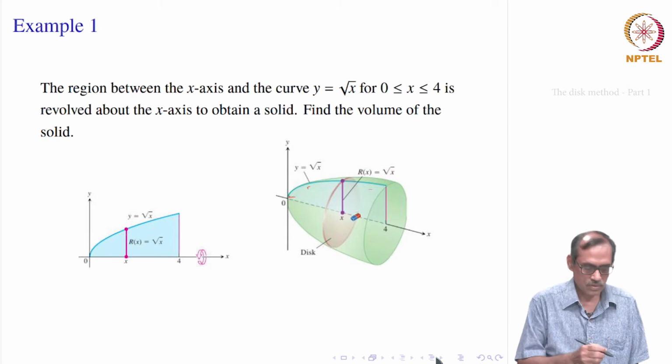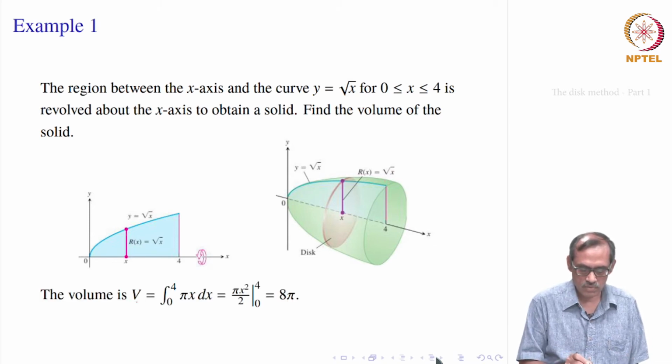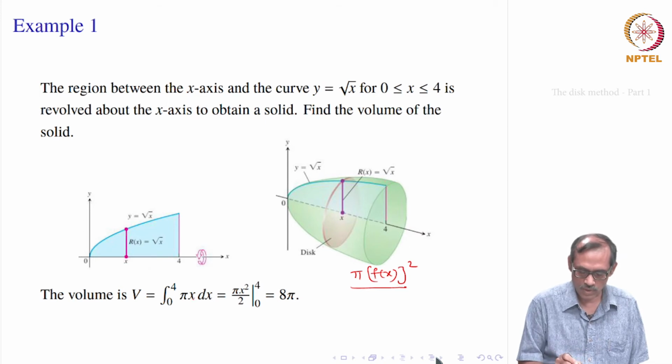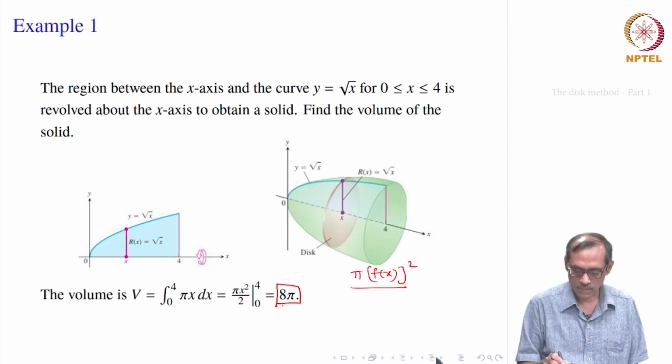So, according to our formula, the volume should be equal to the integral from 0 to 4 of pi times f of x whole square, that will be the integrand. Now f of x is root x, so its square is x, then you get the integral from 0 to 4 of pi x dx, whose integral is x square by 2 multiplied by pi and evaluated at 0 and 4. So, that gives 8 times pi. So, the volume of this solid is equal to 8 pi.